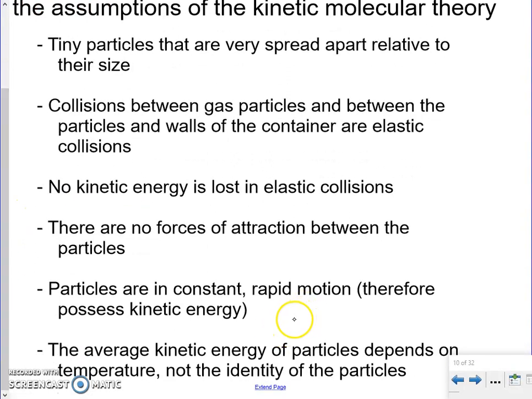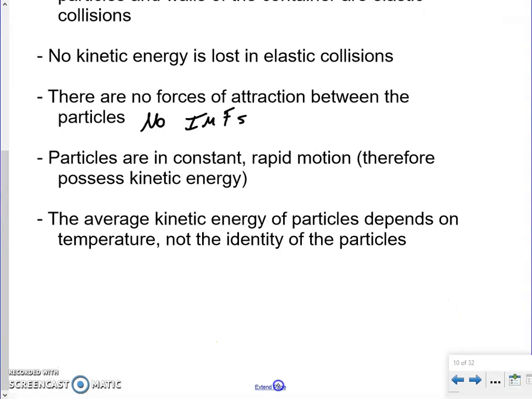There's no force of attraction between them, again, going back to that elastic collision, so no IMFs is really what that's referring to. They are constantly in motion, and moving rapidly, therefore they contain kinetic energy. And of course, the average kinetic energy is, again, dependent on the temperature, so temperature is a measurement of kinetic energy. It has nothing to do with the identity of the particles. So remember, speed or velocity has to do with the identity of the particles, but the actual average kinetic energy portion does not. I can have two gases at the same temperature, therefore they have the exact same kinetic energy.